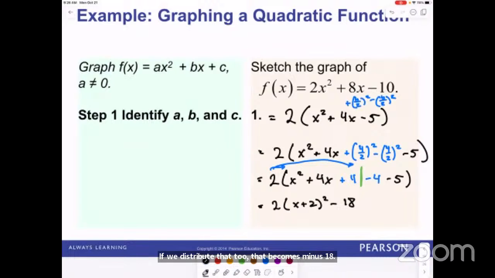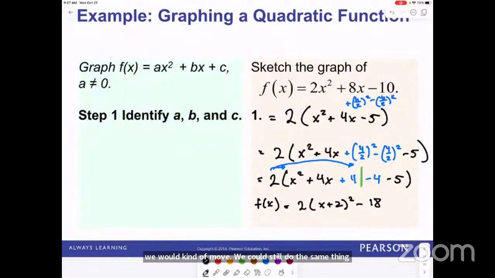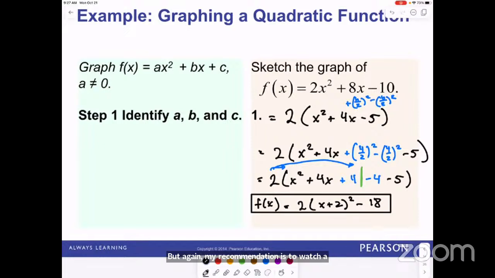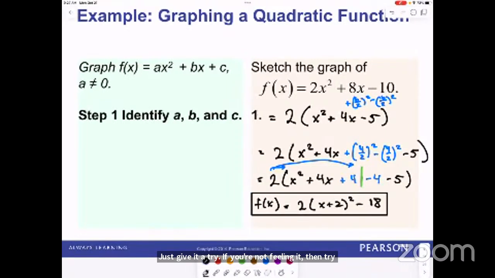So that was a demo on completing the square. Now, notice that this was equal to f of x. So I kind of did it a certain way. If you watch several videos on completing the square, they might do it a little bit different way. We added 0. That's the same as adding to both sides of the equal sign. I just did it this way because we had the f of x that we had to account for. If that was a number, then we could still do the same thing, but we could also do it a little bit different way as well. But again, my recommendation is to watch a few videos on completing the square. Just give it a try. If you're not feeling it, then try to find some other way. There are other ways to go about these, right?